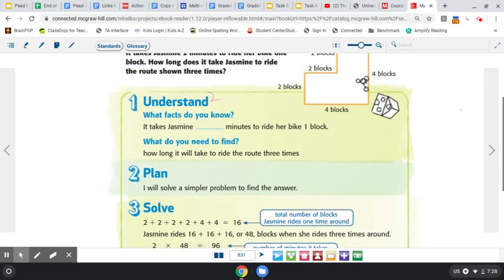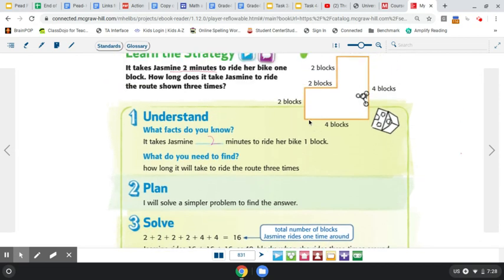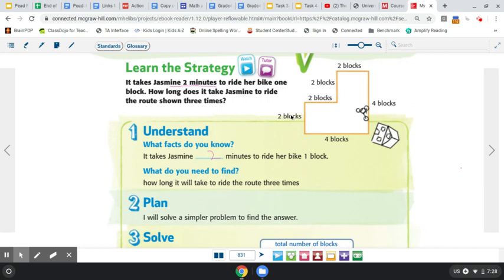So first we're going to find the perimeter. The perimeter is the distance around the figure. So this figure happens to be her block. So we're going to add to find the perimeter. We're going to add 2 blocks, which is here, 2 blocks, 2 blocks, 2 blocks, 4 blocks.